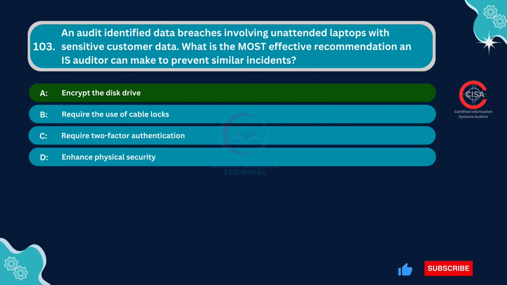Encryption scrambles data on the disk drive, rendering it unreadable to unauthorized users. Even if a laptop is stolen, the data remains protected without the decryption key. This significantly reduces the risk of compromised customer information in case of physical theft. An IS auditor might recommend a combination of security measures, including encryption, physical security enhancements, and user awareness training, to emphasize the importance of securing laptops and sensitive data.